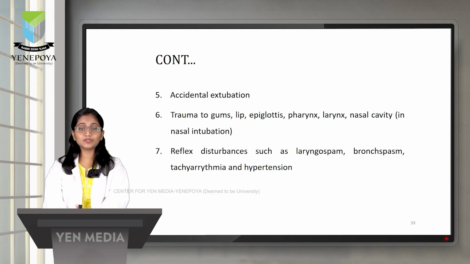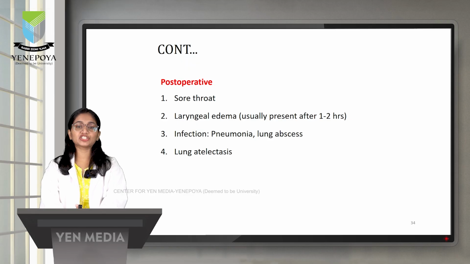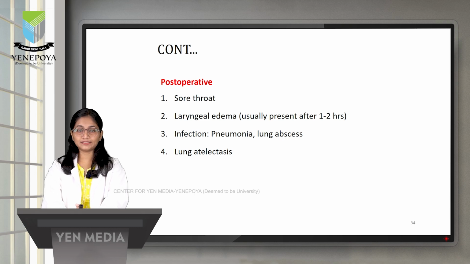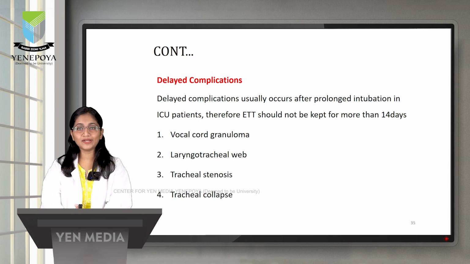Accidental extubation, trauma to the gum, lips, epiglottis, pharynx, larynx, nasal cavity in case of nasal intubation, reflex disturbances such as laryngospasm, bronchospasm, tachyarrhythmias and hypertension. Post-operative complications include sore throat, laryngeal edema which usually presents after 1 to 2 hours, infections such as pneumonia or lung abscess, and lung atelectasis. Delayed complications usually occur after prolonged intubation in ICU patients. Therefore, endotracheal tube should not be kept for more than 14 days. Some of the delayed complications are vocal cord granuloma, laryngotracheal web, tracheal stenosis, and tracheal collapse.